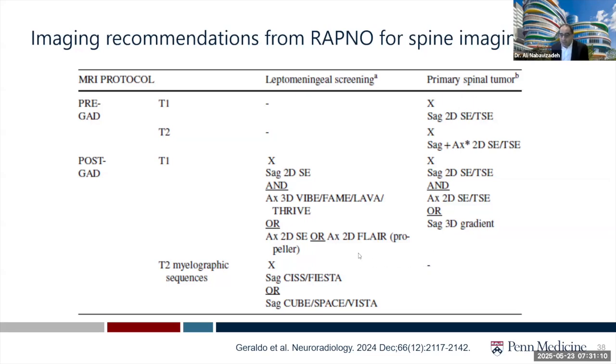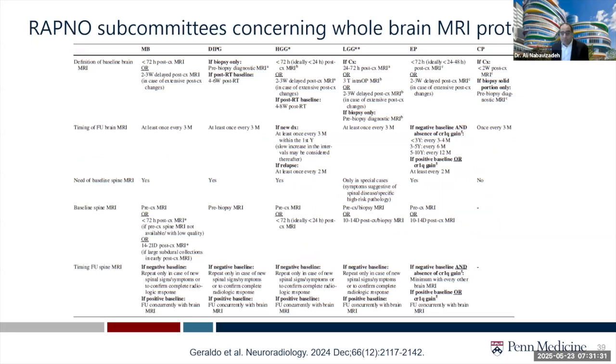Again, if the tumor is in the brain and you're specifically looking for leptomeningeal screening, these are the sequences that are actually required: sagittal cyst or Fiesta, and also sagittal T2-based cube, space, or Vista sequences are required. This is a RAPNO recommendation for performing brain MRI. Again, RAPNO recommendations are more complicated than RANO 2.0 because they are tumor specific, and each tumor has its own specific recommendation.